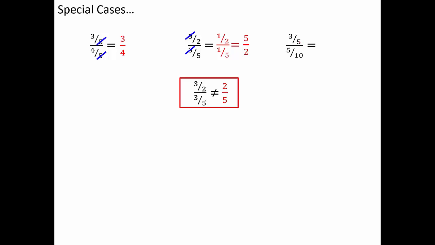What I can cancel, though, is the 5 and the 10. 5 over 10 reduces to 1 over 2. I'm not going to bother writing the 1 because the 1 is a denominator, and that would just overall become 3. So what I have is 3 over 5 halves, move the 2 upstairs, I get 6 over 5.